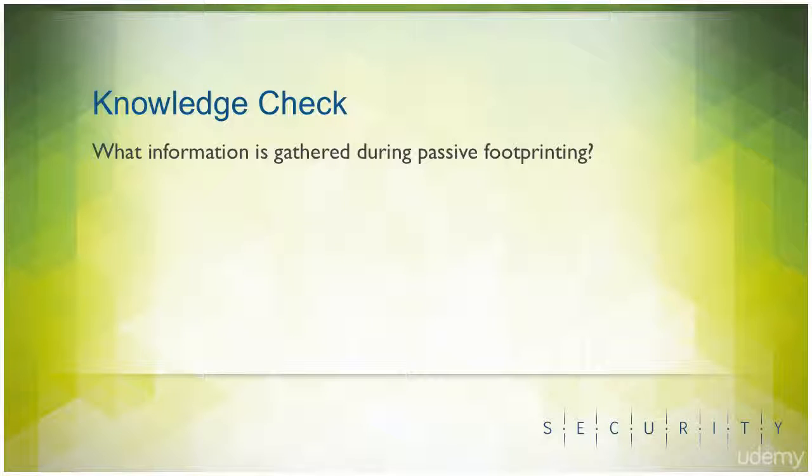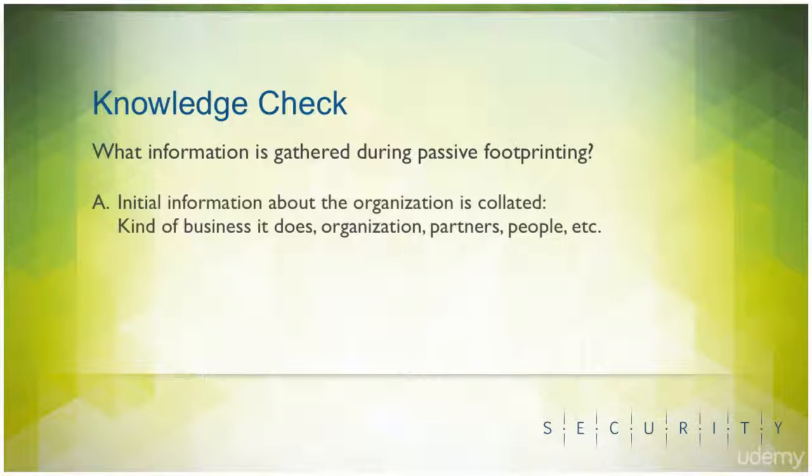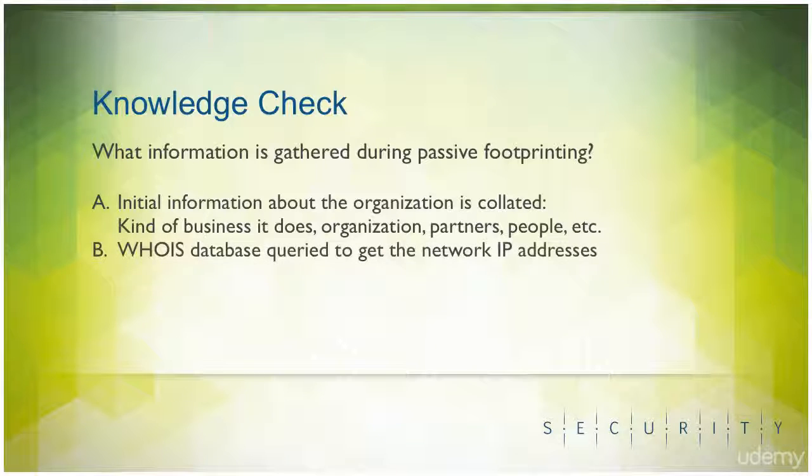All right, so you threw a question to me. I'm going to throw a question at you. Are you ready? What information is gathered during passive footprinting? Is it A, initial information about the organization is collated, kind of business it does, organization, partners, people, things like that? Is it B, who is database queried to get the network IP addresses?